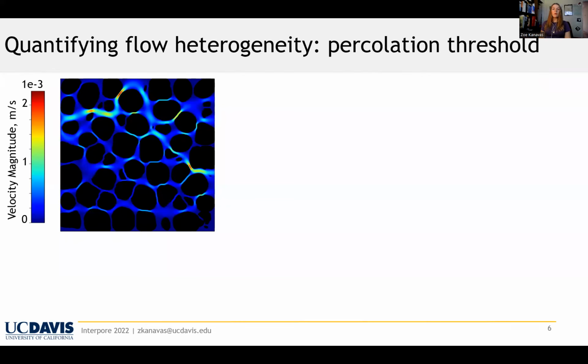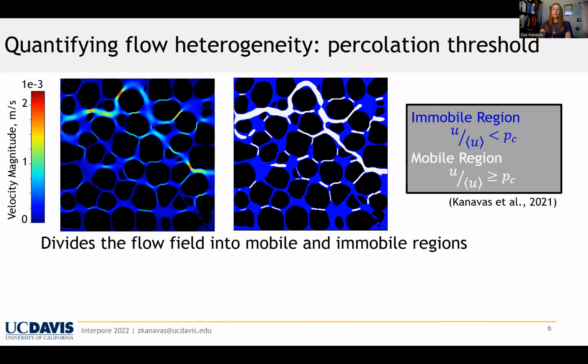Now, there is no agreed upon metric to quantify the heterogeneity of this flow field, so we proposed one in our publication last year. We proposed to quantify the flow heterogeneity using the percolation threshold. The percolation threshold is a measure of flow channelization and divides the flow field into mobile and immobile regions.